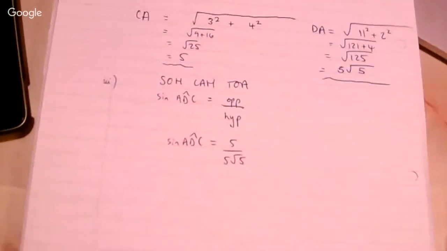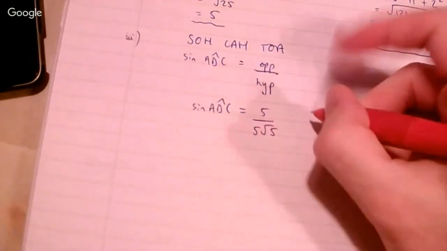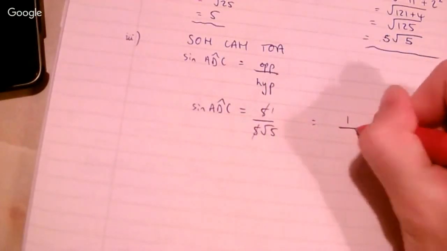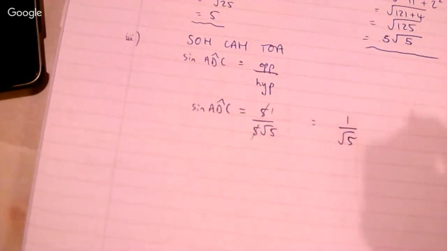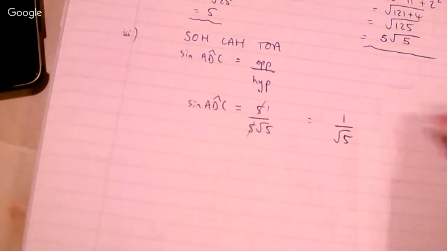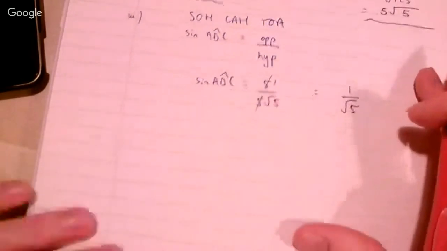And again, sorry, let me make sure you can see. Because 5 goes into 5 once, we've got it in the form 1 over root 5, which is exactly the form they wanted. They said get it in the form of 1 over root A, where A is a value to be found. So in our case, A is equal to 5, because that's what's in there, but you don't need to write that down. It's fine to leave it as that.